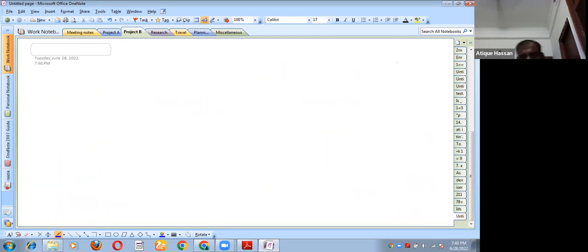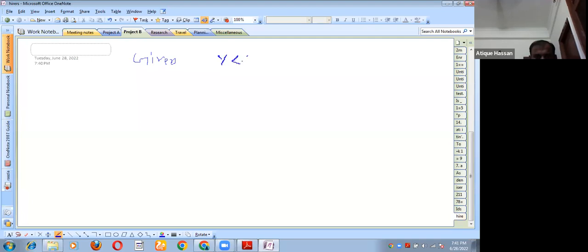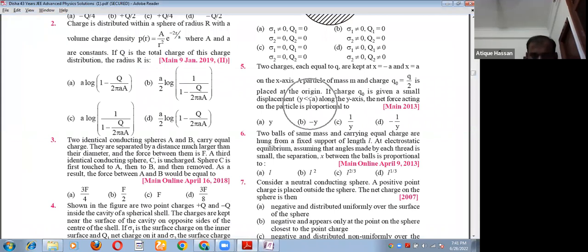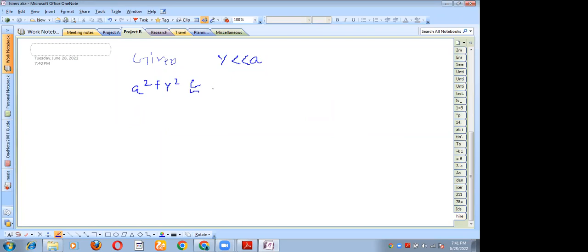What we have to do in the question, it is given condition. What is given in the question? It is given that y is much less than a. If you see the condition in the question, it is given that y is much less than a. So what we can do? We can use the approximation. We can put a square plus y square will be approximately equal to what? A square. Correct. Yes.